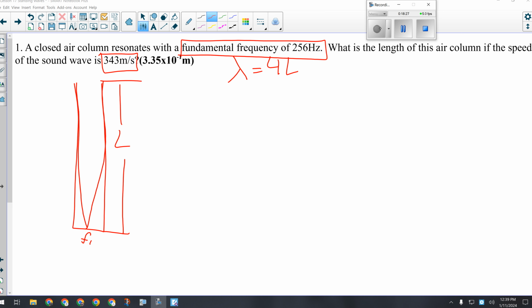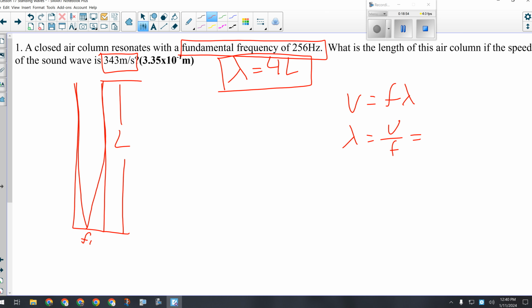Okay, so on this one, we know we have a closed air column. They want us to find the length of that column. Because it's a closed air column, the wavelength is equal to 4 times the length of the tube. Can I calculate the wavelength already? I can, because I have the speed and I have the frequency. So I can go v equals f times lambda and manipulate that for lambda. So lambda will equal v over f.